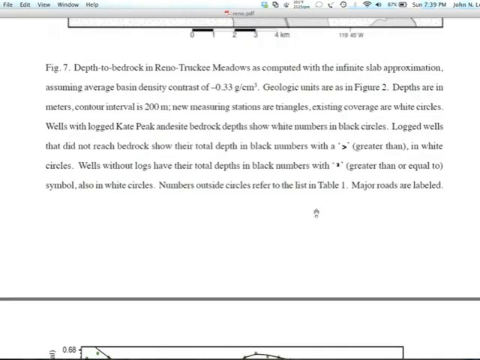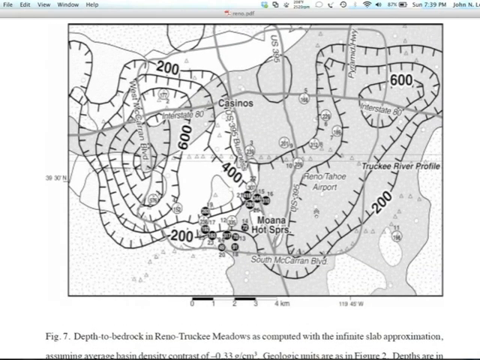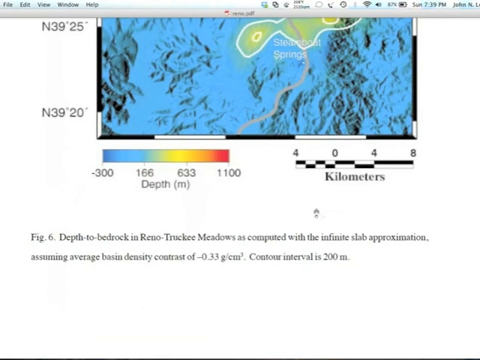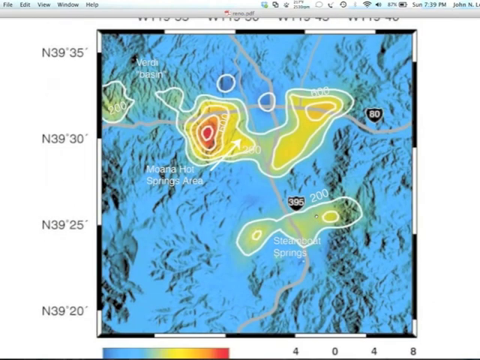But from the map of basin thickness and the model cross section, we have good confidence in the correlation with the depths to basement shown by the wells. Really have good confidence that this very simple gravity map subtraction technique is giving us some detail, some sense of what's going on in our Truckee Meadows Basin.